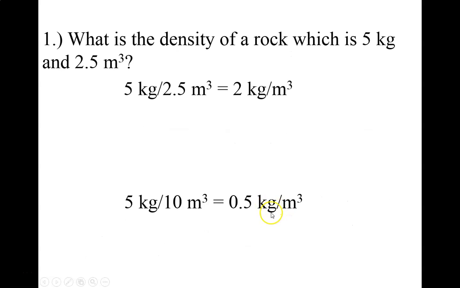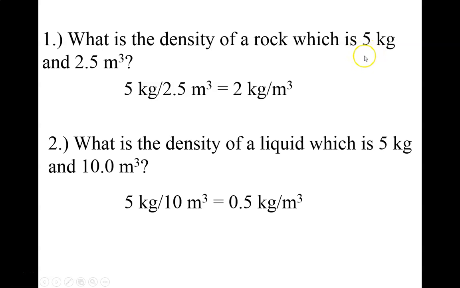What is the density of a rock which is 5 kilograms and 2.5 meters cubed? So 5 kilograms is our mass. Mass goes on top, divided by meters cubed, which tells me that that's our volume. So 5 kilograms divided by 2.5 meters cubed gives me a density of 2 kilograms per meter cubed. Remember, divide the numbers, divide the units.